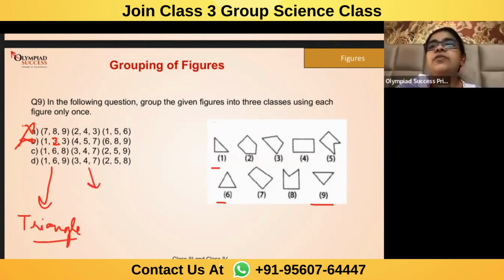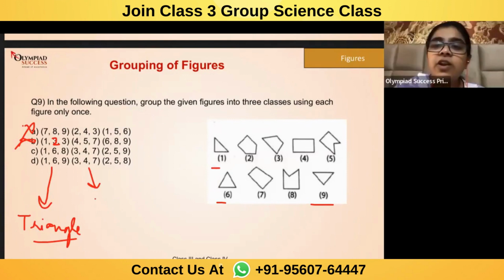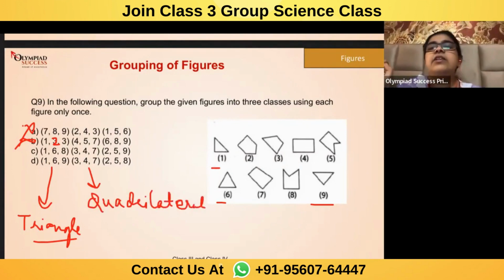Now go for the other group. 3, 4, 7. What happens in that? Very good, Shivansh. Very good, Meera and Swarnim. Very nice, Dhruv. Very good, Harnet. And that all have 4 corners. Figures with 4 corners are called quadrilaterals. Yeah, correct.